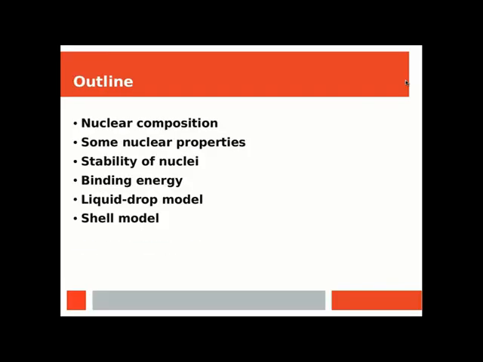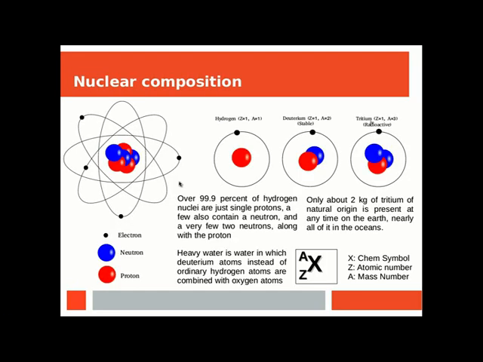The basic outline of this lecture is like this. We shall discuss nuclear composition, nuclear properties, the factors that decide the stability of nuclei, something called binding energy, and we shall talk in detail about the liquid drop model and shell model, which provide the theoretical explanation for binding energy. So first of all, let us discuss nuclear composition.